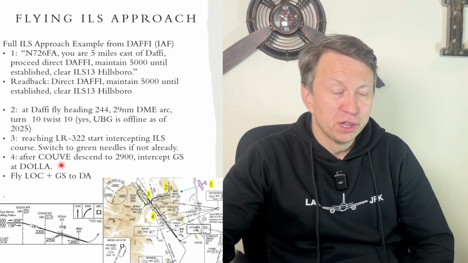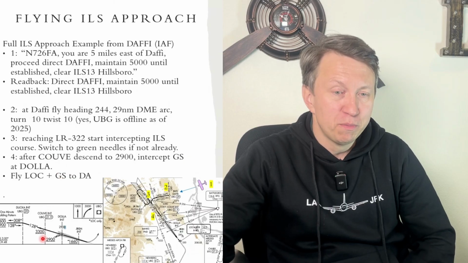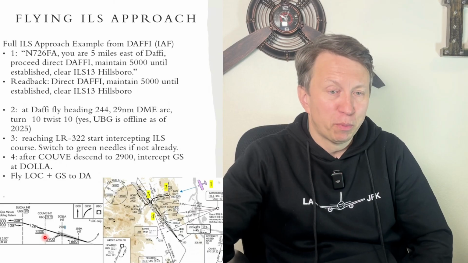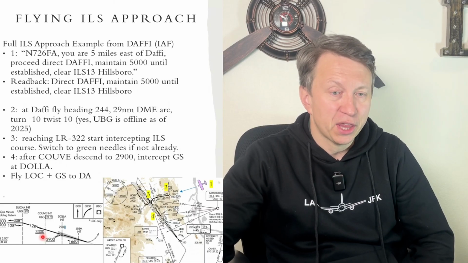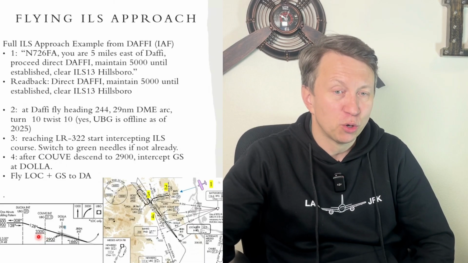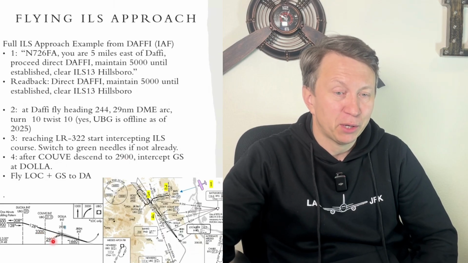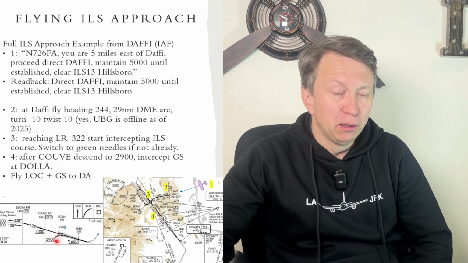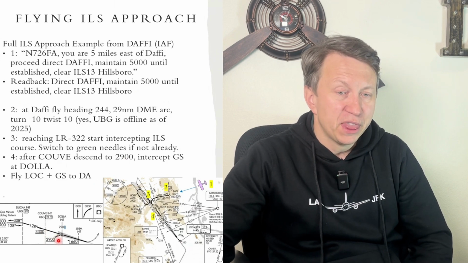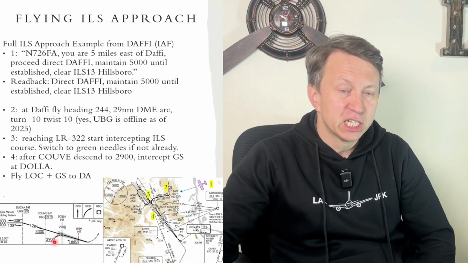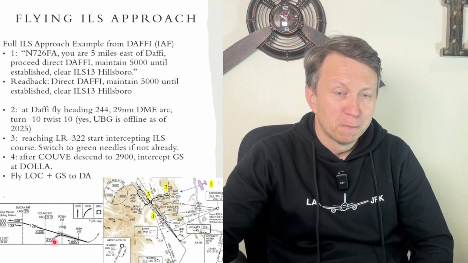Next, when you are on the final approach course, Covey would be another waypoint. The proper way would be to descend to 3,300 before Covey. Once you cross that, descend to 2,900. So you follow the step down altitudes. And this little lightning bolt symbol shows you the glide slope intercept altitude.